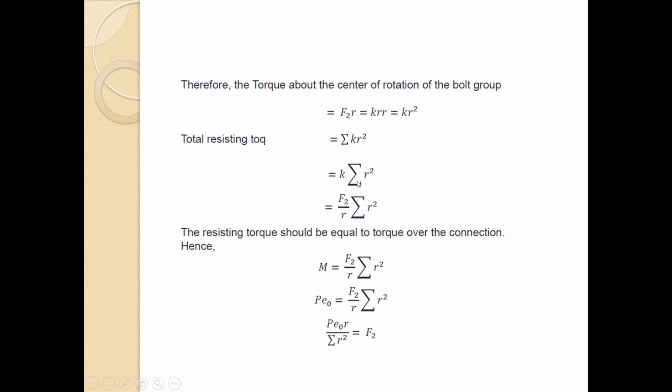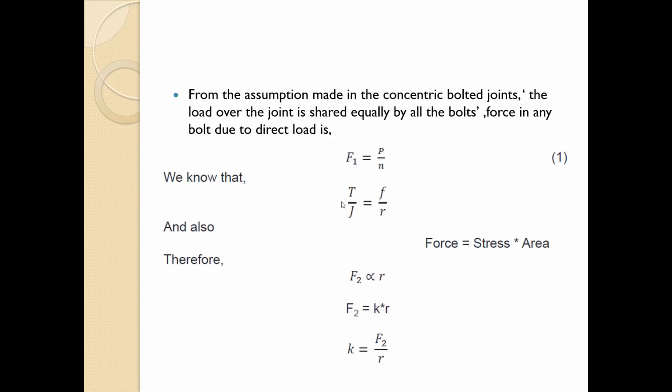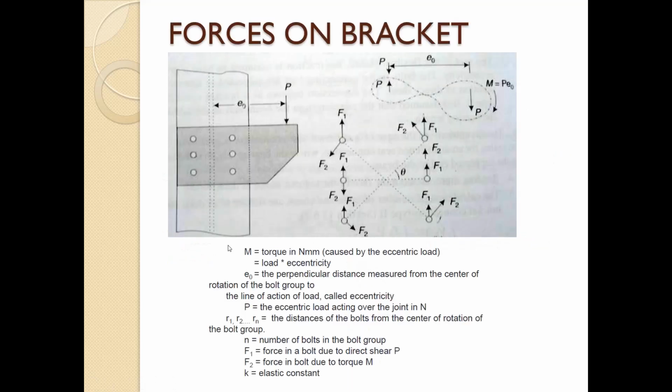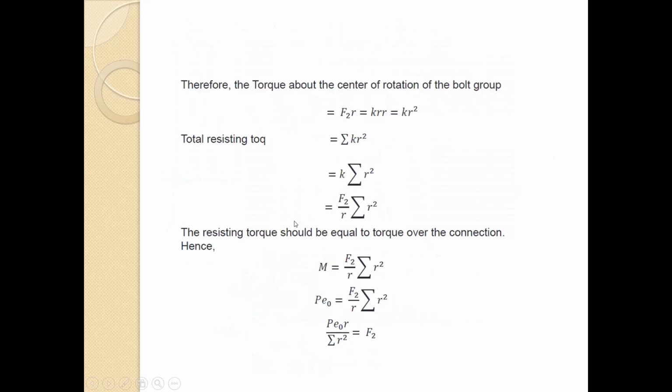So this comes as the equation, K into summation of R square. So K is again F2 divided by R. So F2 divided by R into summation of R square. So the resisting torque should be equal to the torque on the connection, that is M, the entire moment. So M equals F2 divided by R into summation of R square. But M is, we know, P into E, that is force into eccentricity. So again this becomes P into E equals F2 divided by R into summation of R square.